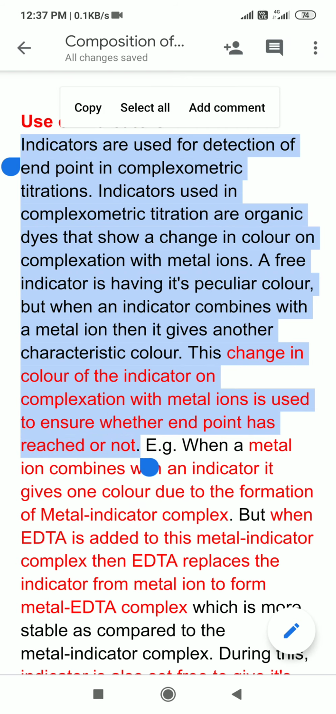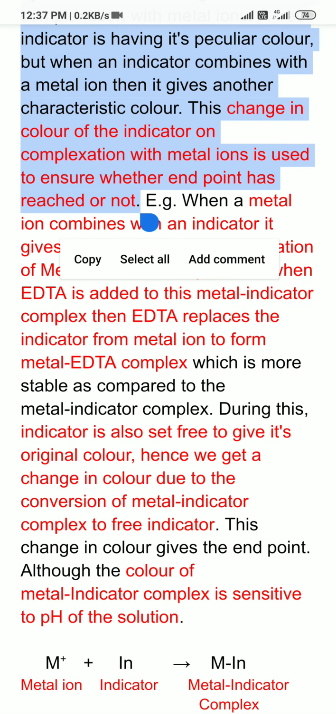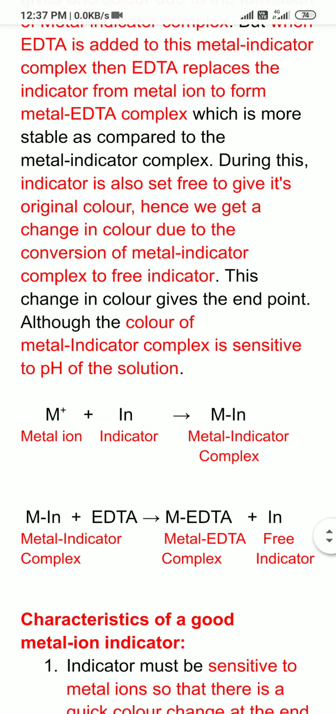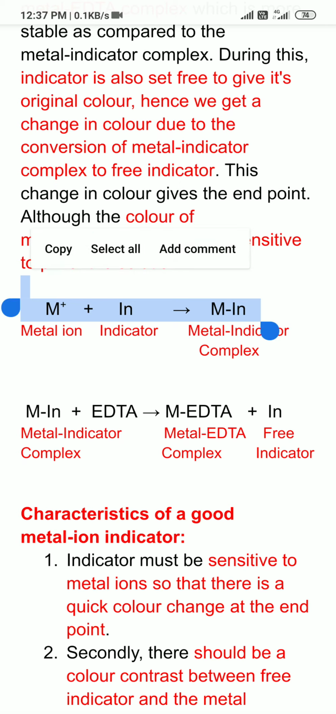in EDTA titrations. And in order to explain this detection of endpoint in EDTA titrations, I will show you an example by taking a metal ion example. For example, I am taking a general example of M positive, where I am having a metal ion M positive, and if I add an indicator to this metal ion solution, then what will happen?